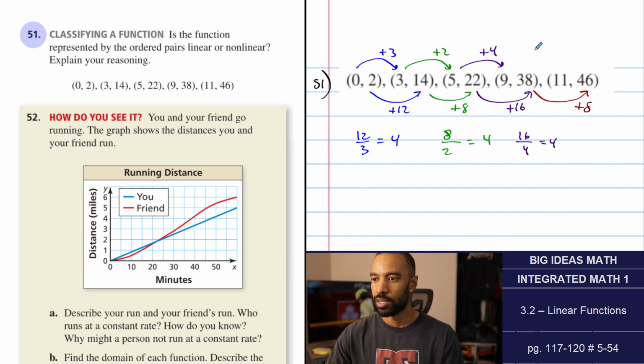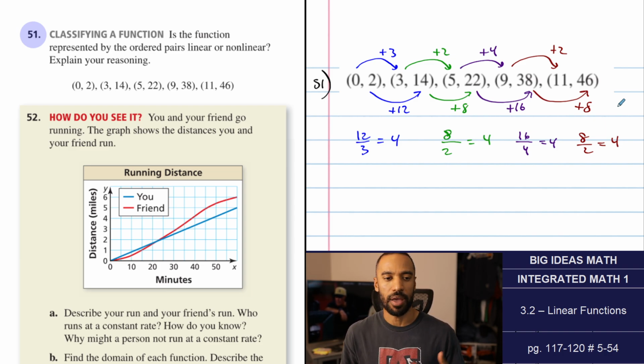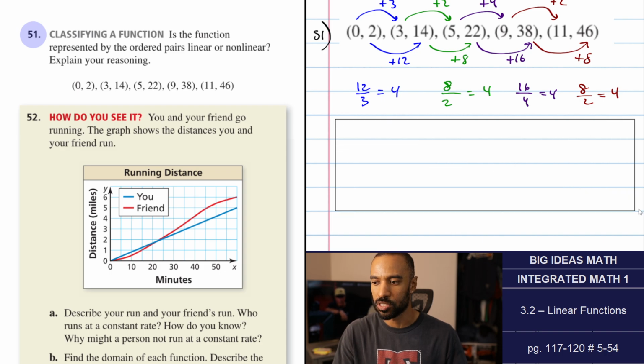38 plus 8 and 9 plus 2. 8 over 2 once again is 4. So based off what we see here, there's a linear relationship every time. And so I'm going to state linear. They said explain. This is a perfect time to do an explanation.